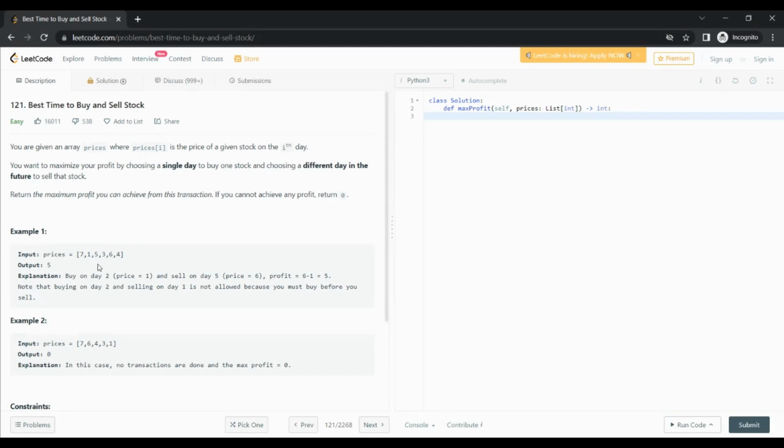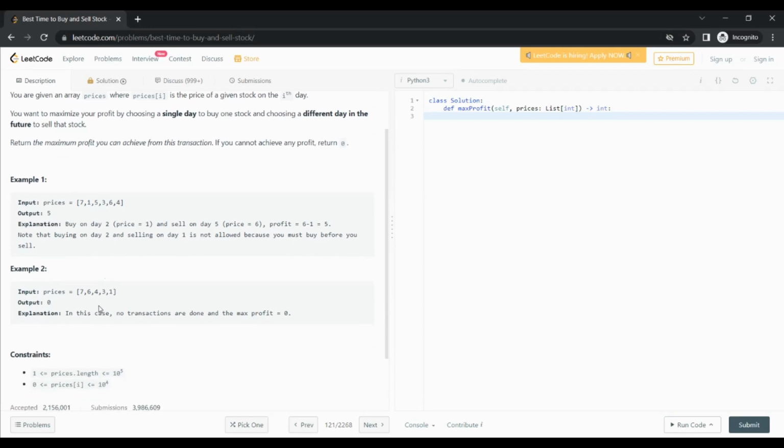It's something like finding the maximum profit. So if the profit we are currently calculating is greater than the overall profit that we have, then we update the overall profit variable in order to store the maximum profit that we have. And there you go, that's the logic.